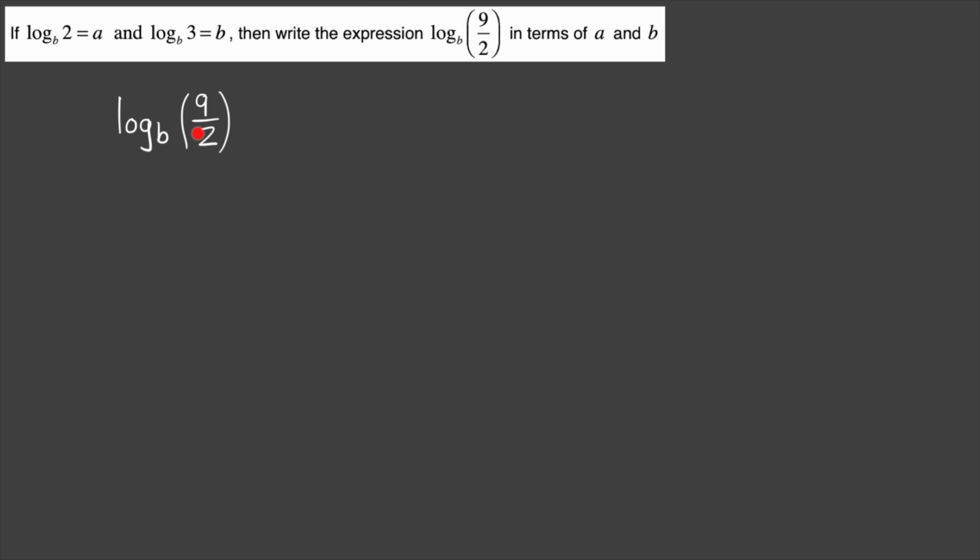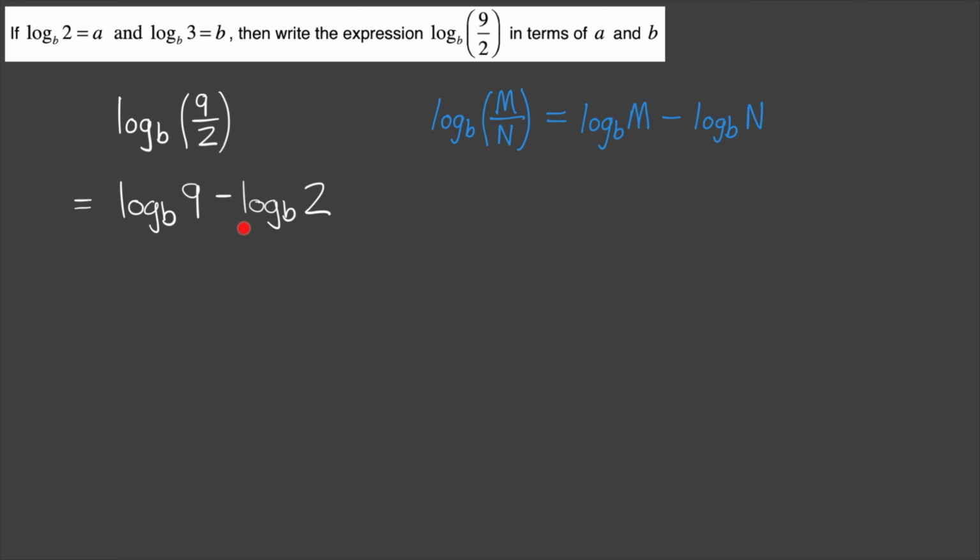Now we have the log of a fraction here. So how do we split up a fraction? Here is the rule. So we do the log of the top guy minus the log of the bottom guy. All right, so let's apply that to our log here. So we'll have log base b of 9 minus log base b of 2. All right, so now we have one of the logs in terms of 2, which is nice. So we can substitute a in for this guy.